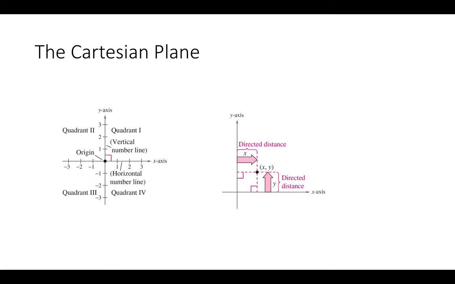So, here's the Cartesian plane. I'm sure you've seen that. I just want to remind you that it's divided into quadrants, and they go counterclockwise. The upper right is 1, the one to the left of that is 2, and so forth. In quadrant 1, x and y are both positive. In quadrant 2, x is negative, but y is positive. In quadrant 3, they're both negative. And in quadrant 4, x is positive and y is negative.